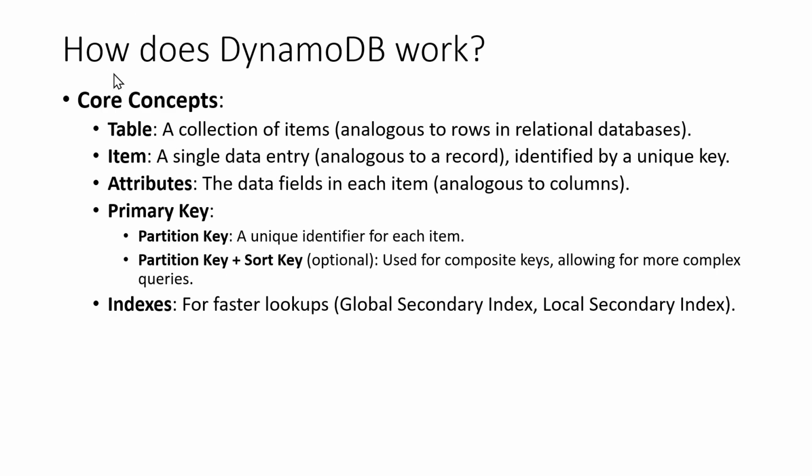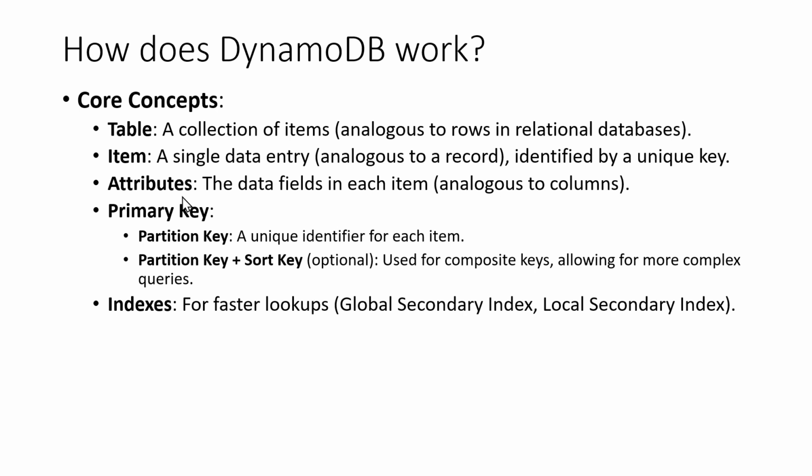Fine. Next is the core concepts. We should understand the basic ones, right? Tables are a collection of items, analogous to a row in a relational database. Next we have items. Items are nothing but the data, a single data entry, analogous to a record identified by a unique key. That is, we can have the primary key also.